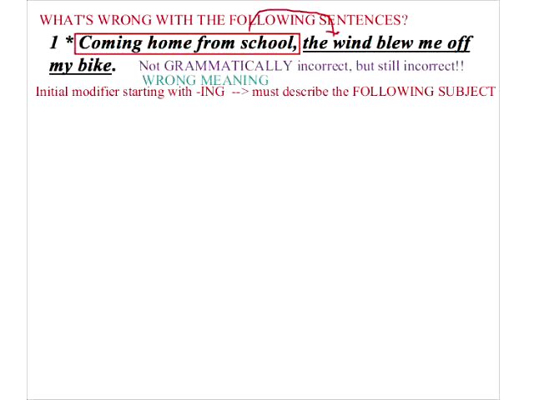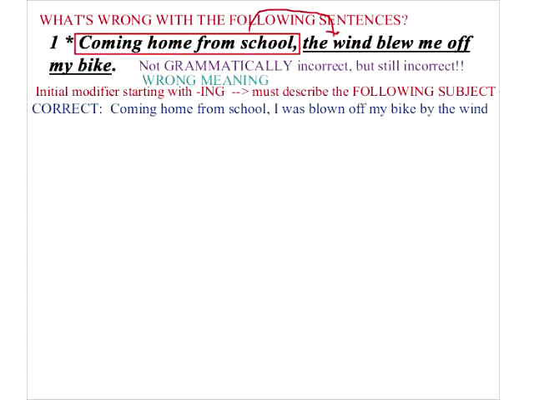Okay, remember that you shouldn't be trying to fix sentences for the most part, but let's talk about what version of this would be correct. The correct version would be if you have coming home from school. Who knows how you would fix the rest of that? Text box if you know, what has to be after this? You need to have I was, because you need to have the subject that was actually coming home from school. So, I was blown off my bike by the wind.